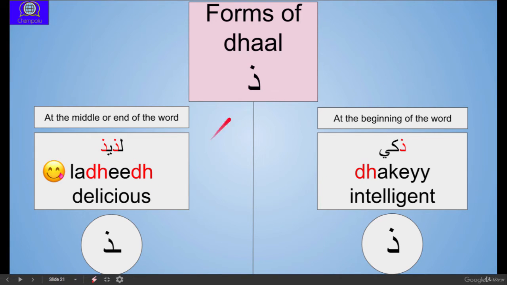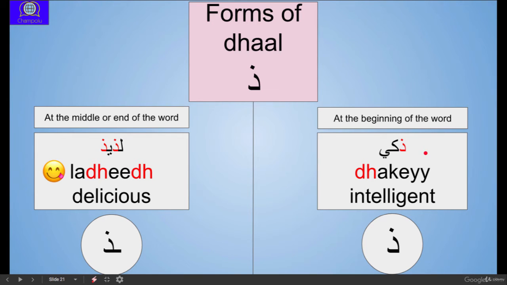Moving on to the letter ذال, which corresponds to the sound that we have in English for words like the, or this, or those. Its shape looks pretty similar to the letter dal, except that it has a dot on top of it, and it also has only two shapes: the initial or separate form and the medial or final form.